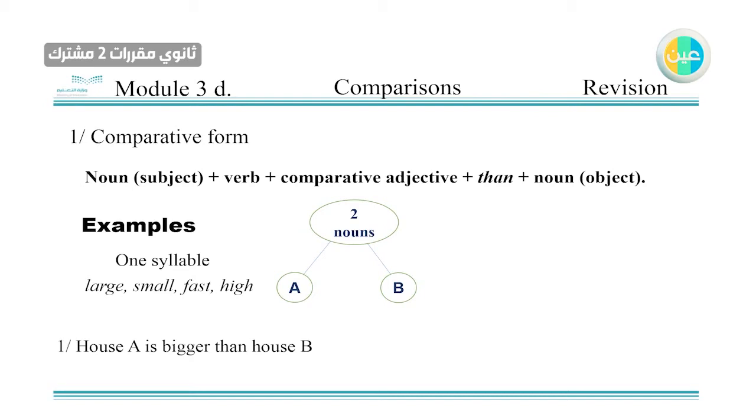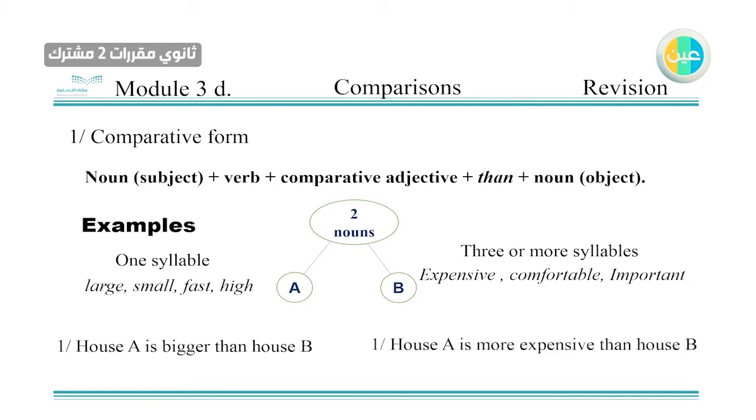Let's say cake A is smaller or larger than cake B. Two nouns, and you're describing, and the adjective is one syllable. Now, if you have 3 or more syllables, like for example expensive or comfortable or important, it's very long. You cannot add more words, so you are going to use more than.